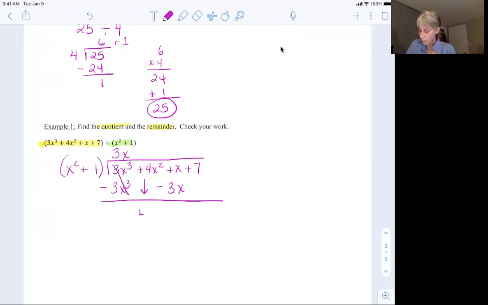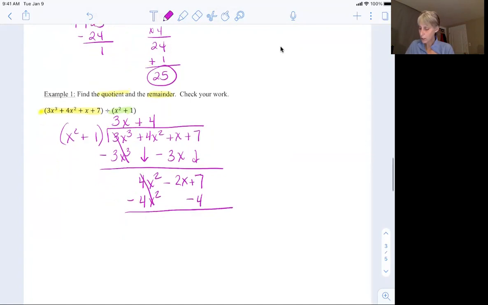Bring down. Subtract x minus 3x. Bring down the 7. Now we start the whole process again. This time, how many times does x squared go into 4x squared? Plus 4. 4 times x squared. 4 times 1. Subtract. That's going to turn to 0. I'm going to get a negative 2x plus 3.